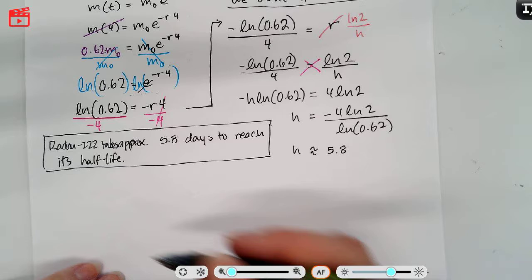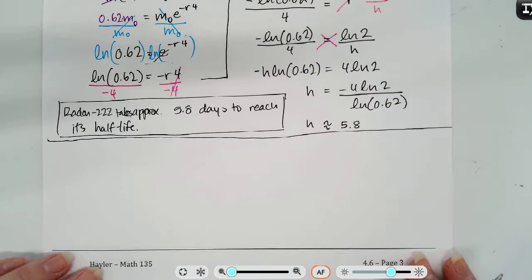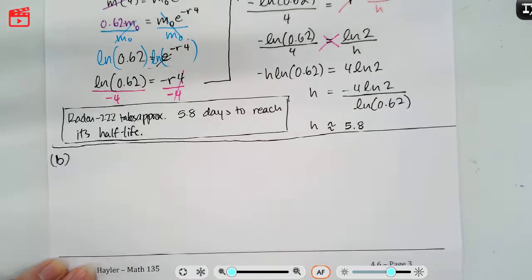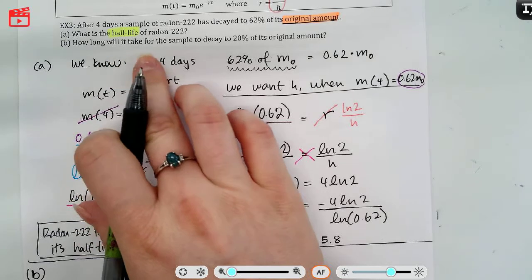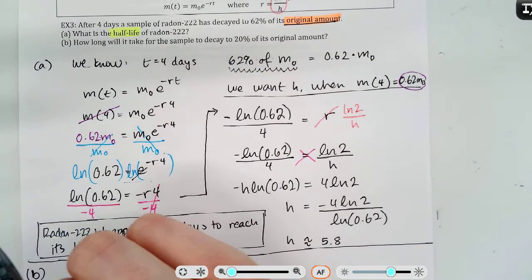One more part, and we're done with this page. Ooh, that was a rather ugly line. Okay, part B. How long, let's go up here: how long will it take for the sample to decay to 20% of its original amount?